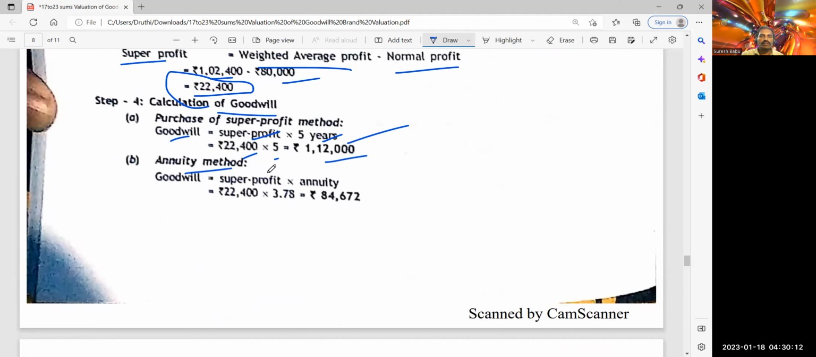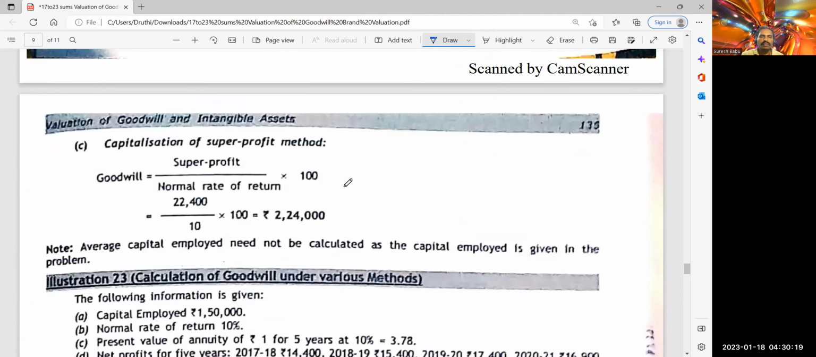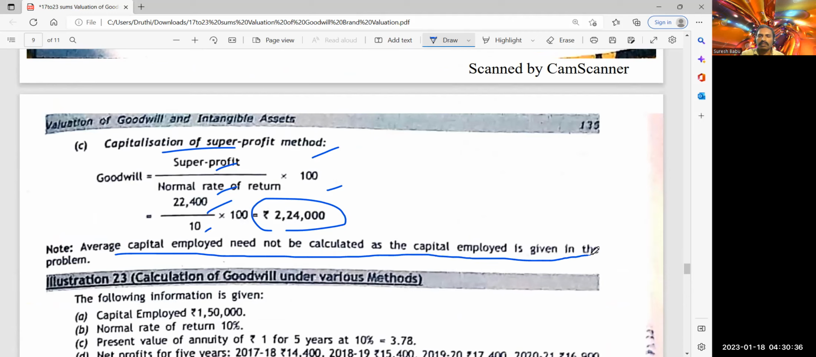Second method, so super profits into annuity value, 22,400 into 3.78, 84,672. And the third method, capitalization of super profits method. Super profit divided by normal rate of return into 100, 22,400 divided by 10 into 100 is equal to 2,24,000. Okay. So average capital employed need not be calculated as capital employed is given in the problem. Okay.